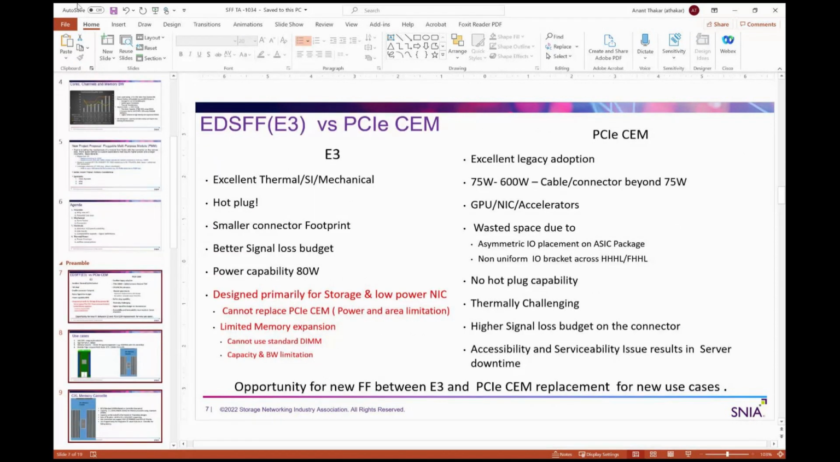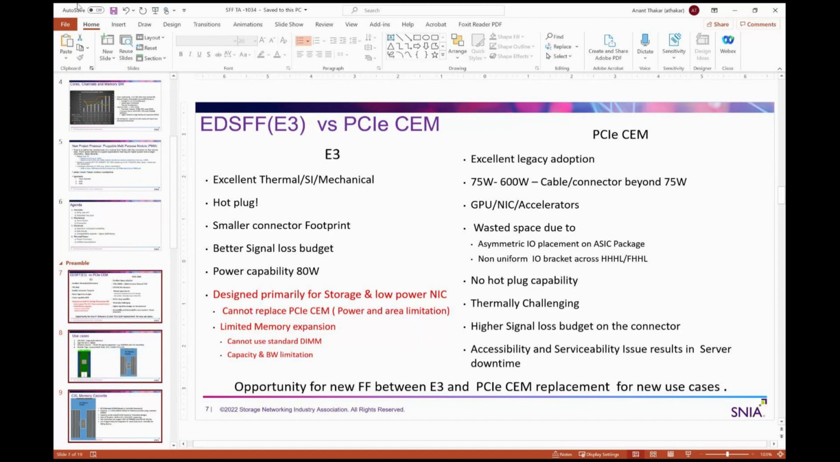Okay, so this is where we are right now. If you look at the industry, there is the PCI CEM market, the card electromechanical, which can go from 75 watts to 600 watts with a cable connector system, the standard PCI CEM: full height, full length, half height, half length. There are almost 3 to 4 different form factors there. And on the other side is the storage form factor, which is E3, E1, and all the other form factors. They both have positives and negatives.